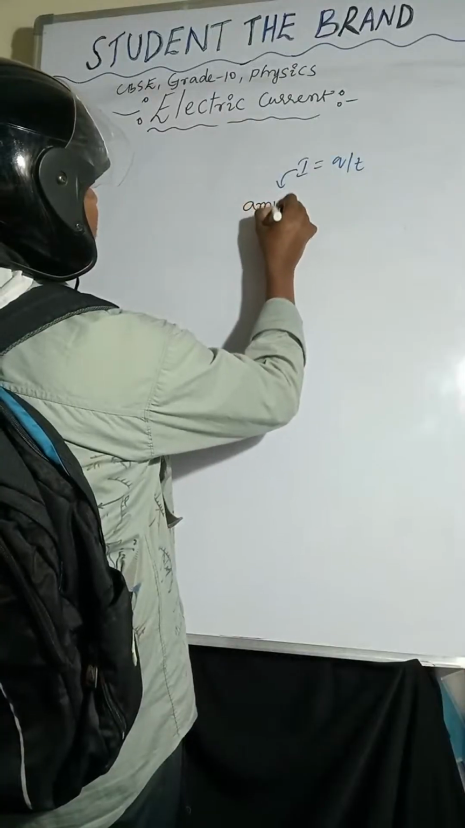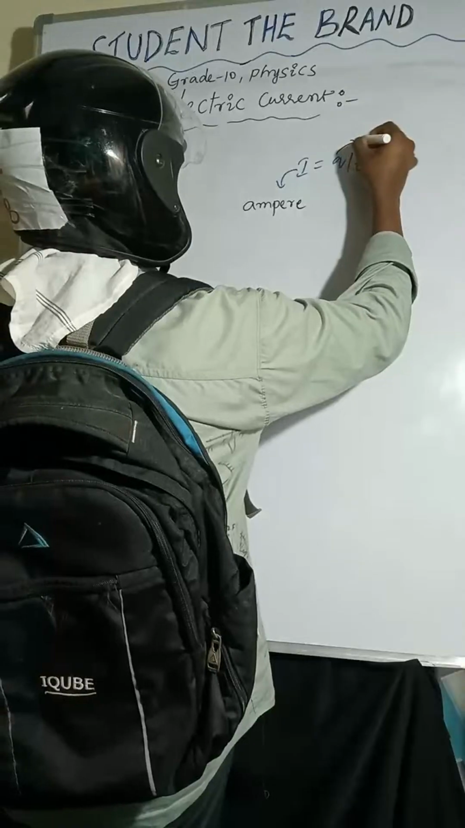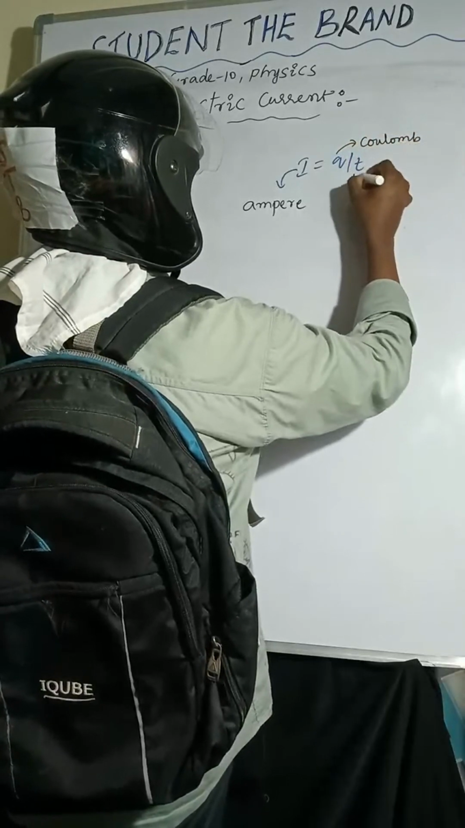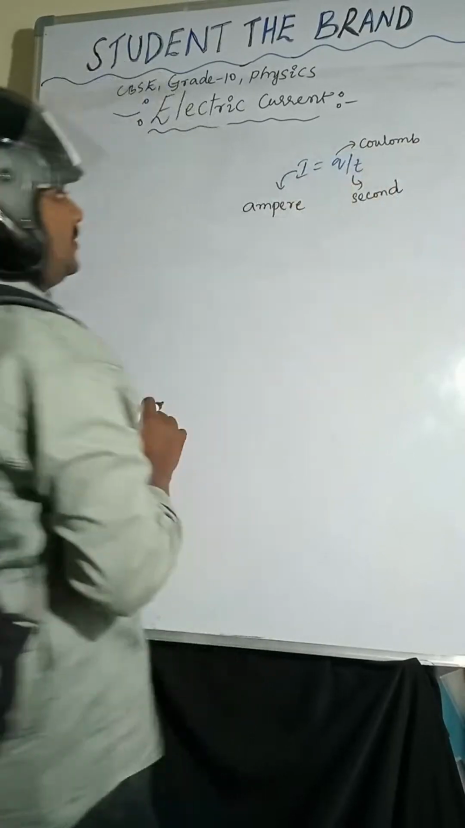You have to write the small letters. SI unit of charge is coulomb. SI unit of time is second.